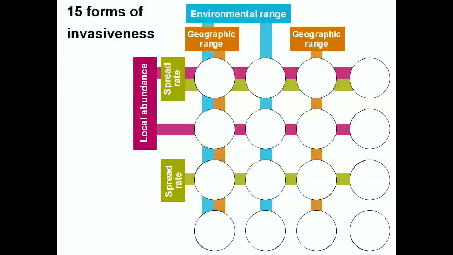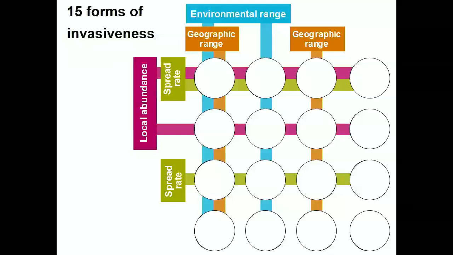I'm going to change this orientation a bit. We're basically seeing the same thing, though. Whenever mustard is there, that means spread rate is invoked, so you've got to be a fast spreader. And then geographic range, I'm sure you can follow it, and abundance. So we get our 15 forms of invasiveness.